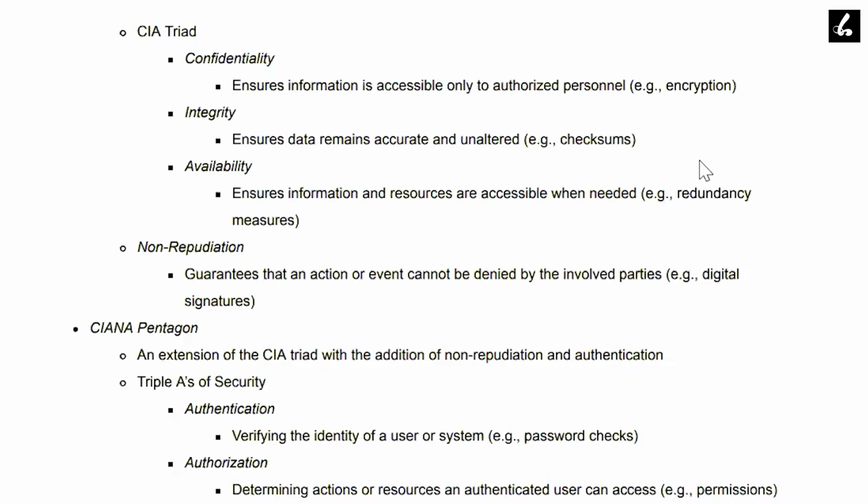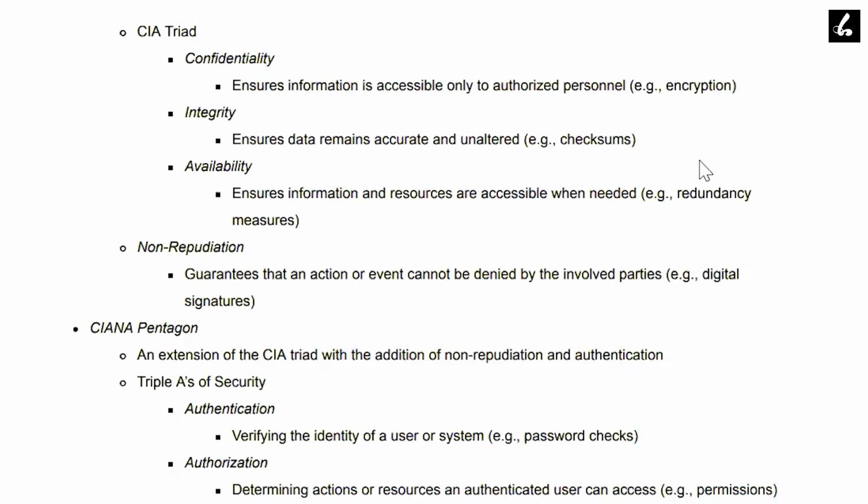You have heard the term confidentiality, which means confidential. Confidentiality means your data should be accessed by authorized persons only. Example, encryption. If your data goes into the wrong hands but it is encrypted, they can't read it. So with the help of encryption, it will remain confidential.